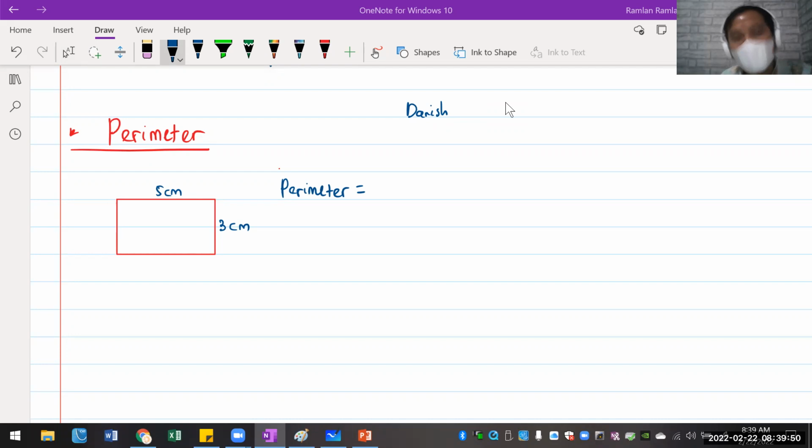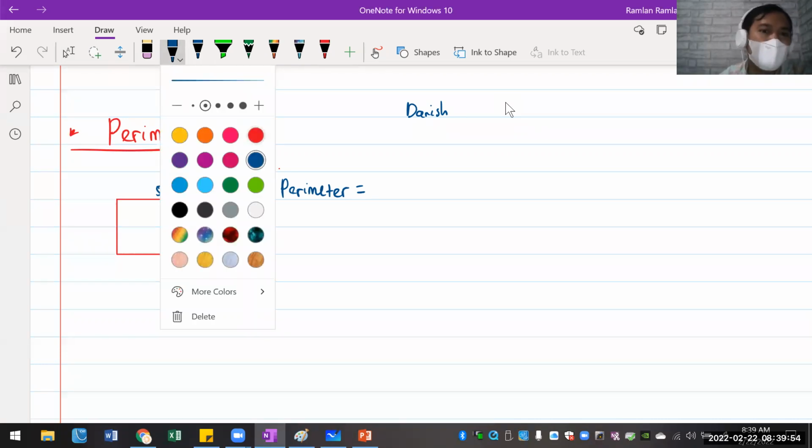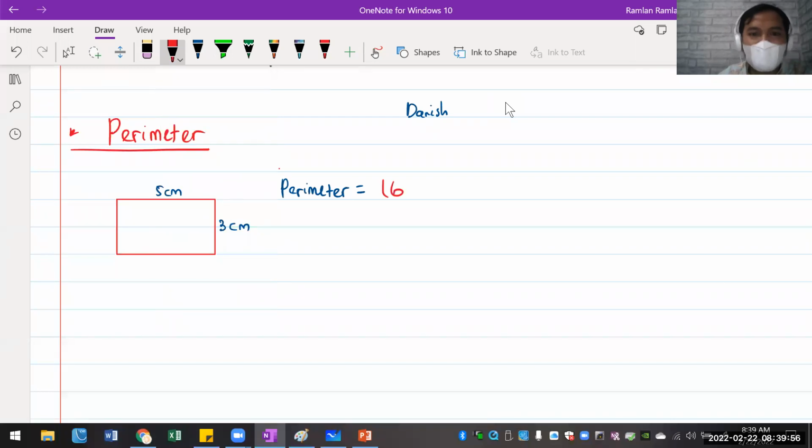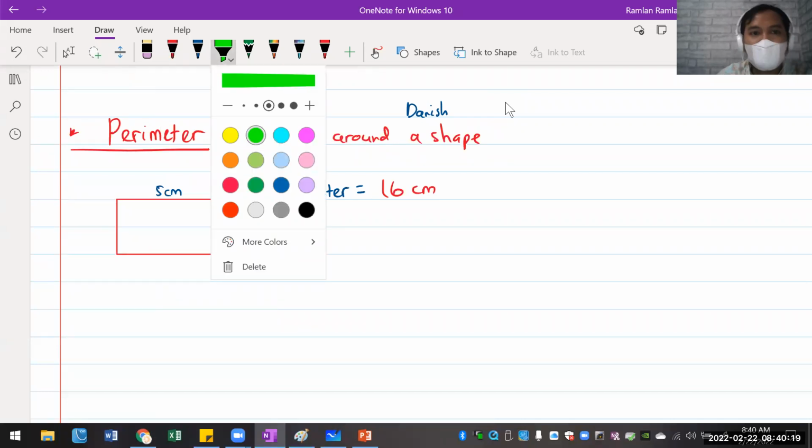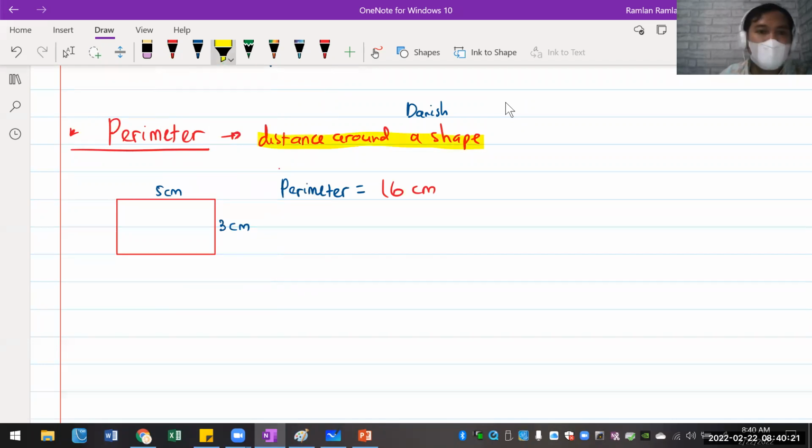So, okay, guys, the perimeter will be 16, right? Again, maybe some of you forgot, where do we get that 16? Basically, guys, the definition of perimeter itself is just the distance. Please write this down, guys. The distance around a shape. So this is the simple definition of perimeter.